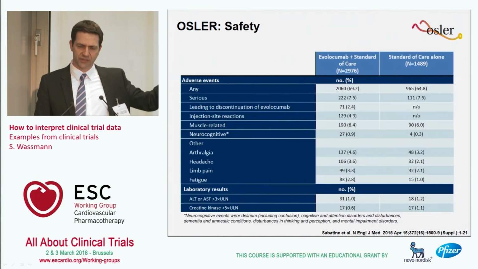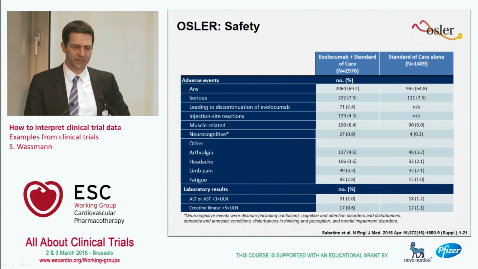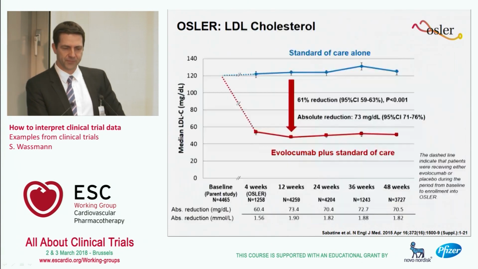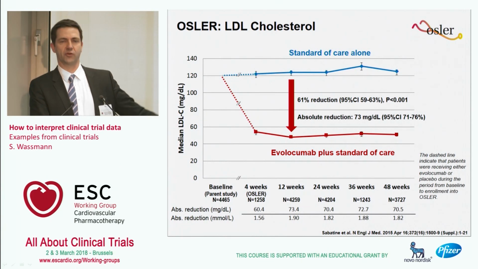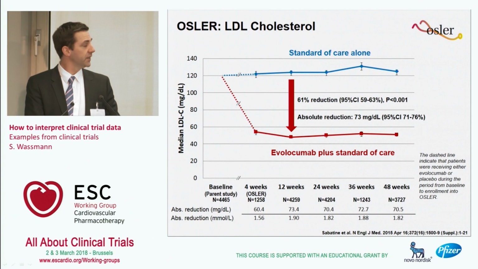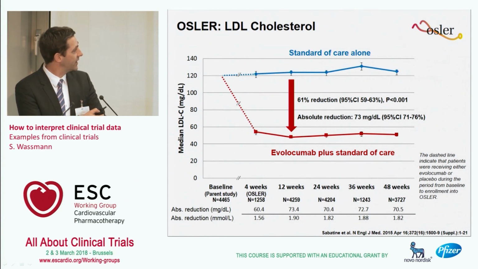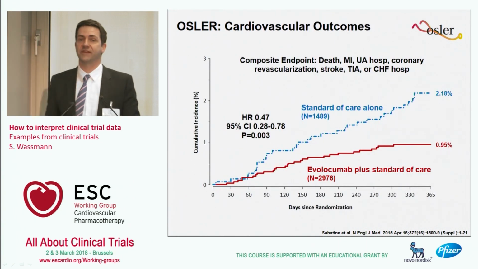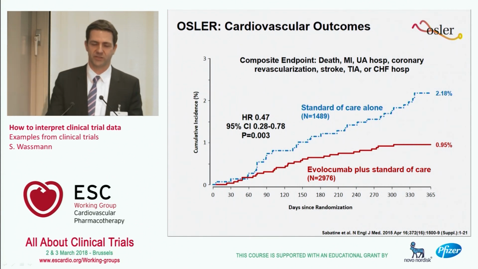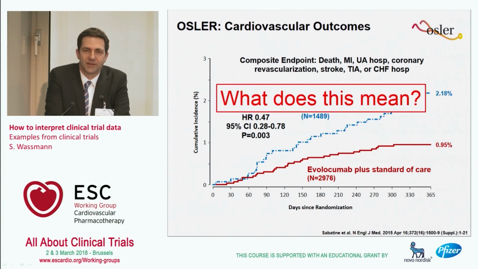So just very briefly, this was testing the safety, a little signal here with neurocognitive events. Secondary endpoint LDL cholesterol reduction, about 60% relative reduction in these groups. And then look at this. Here we have the cardiovascular outcomes. And you see a wonderful separation of the curves, 50% relative risk reduction. So what is this?